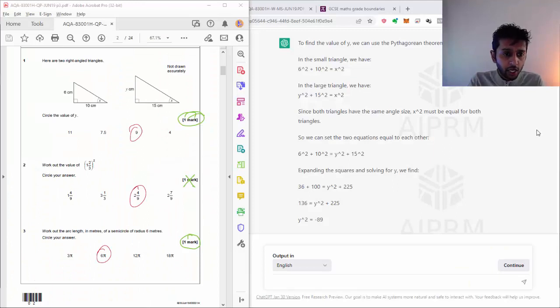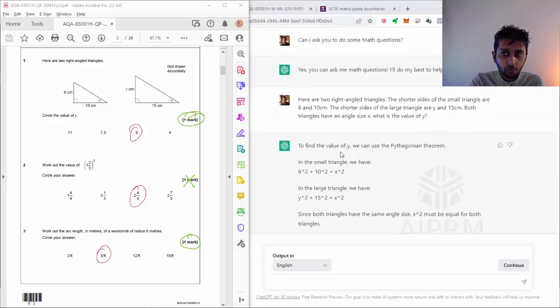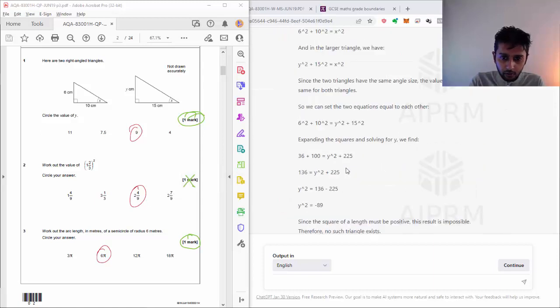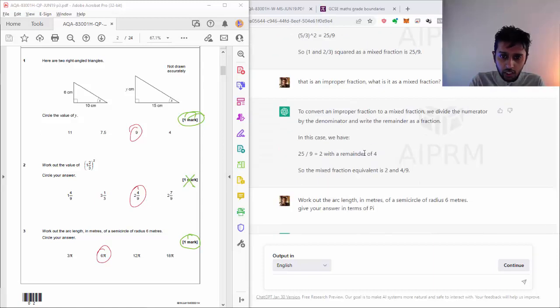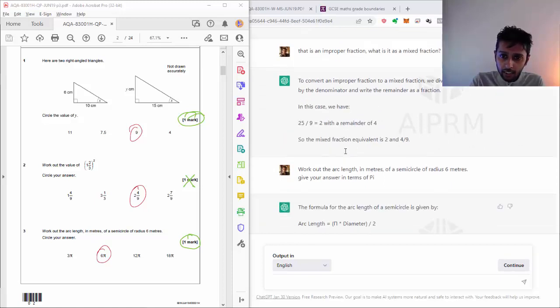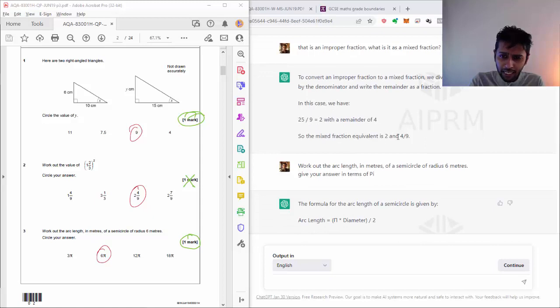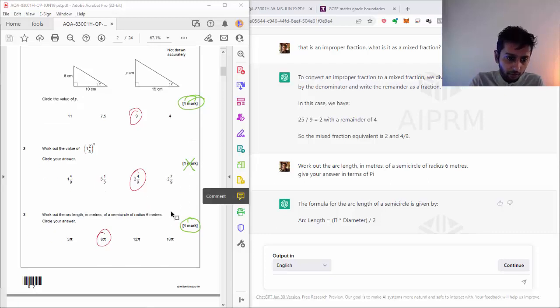So now that our ChatGPT robot has answered the exam paper, it's time to mark it, which I've gone and done. We're going to have a look at some of the marks. So question 1 was no problem here. We got 1 mark. Question 2 was wrong. ChatGPT got an answer of 25 over 9, and then I asked it to convert that into a mixed fraction, and it gave me 2 4/9, which is clearly not. It should be 2 7/9. So somehow it's got that wrong.